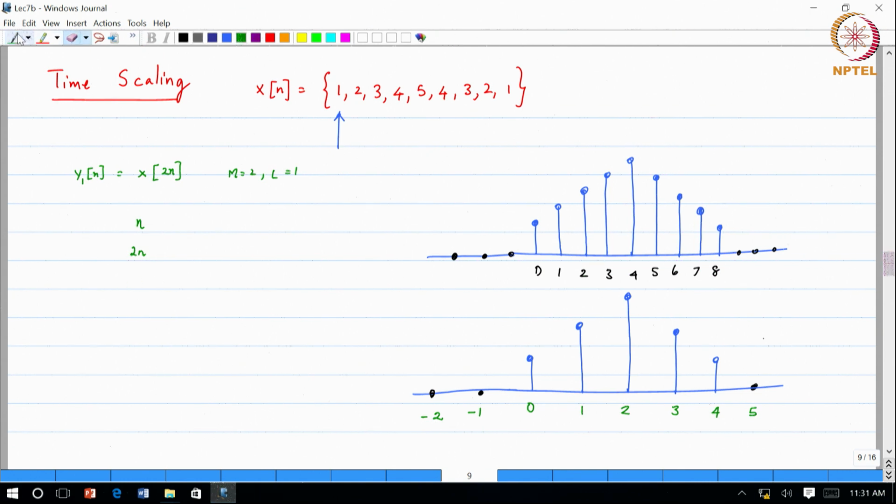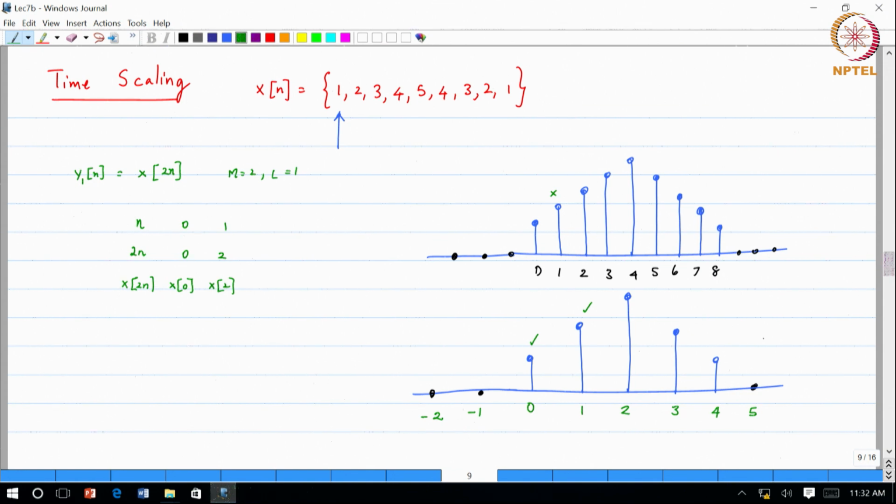So, x of 2n. Index 0 corresponds to x of 0, 1 will correspond to 2, which will be x of 2. So, that means in the new sequence x1 got dropped. So, this sample got dropped. So, 0 is present, the sample number 2 is present, but their indexing has now become different. So, it becomes 0 and 1. So, that is the new time index. So, basically we are doing a downsampling or a reduction in terms of the time scaling.